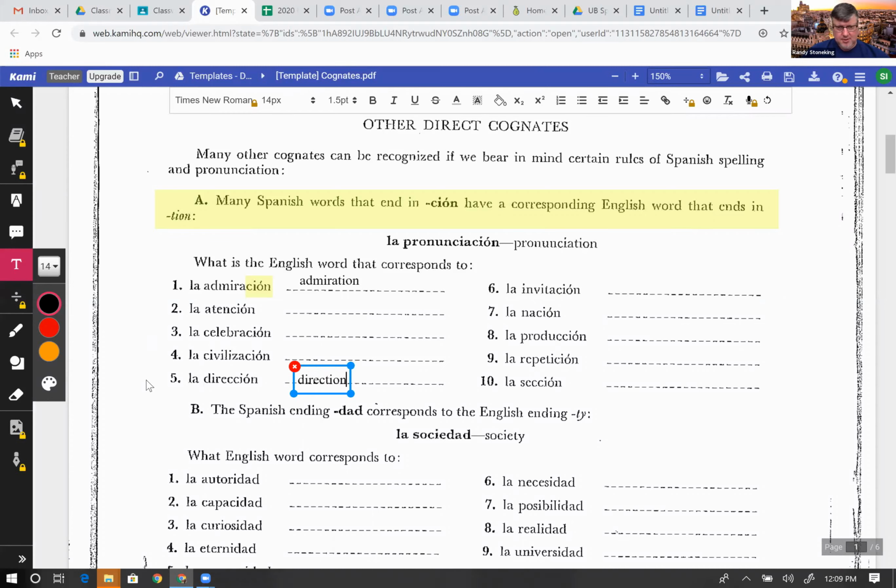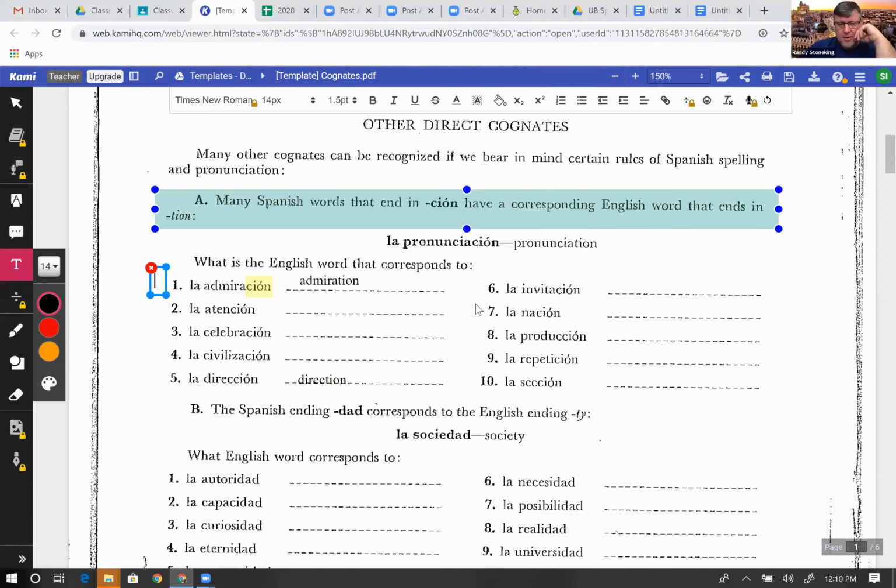Direction. How about Brianna? What is number 7? La nación. What do you think that is? I don't know. Take a guess. What do you think? So if I say it again. The nation? There you go.